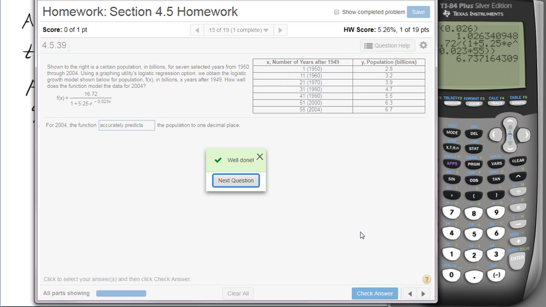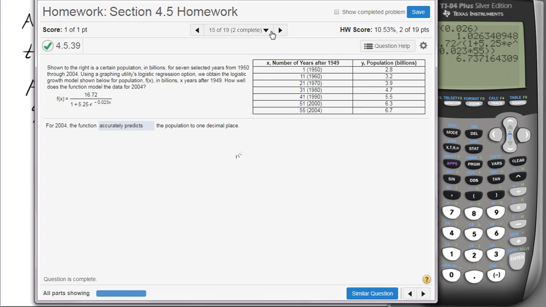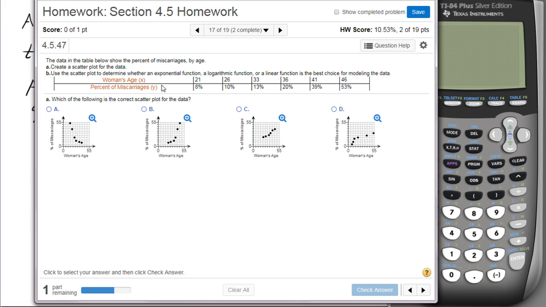It accurately predicts it. Last, I'm looking at number 17, and it says the data in the table below shows the percent of miscarriages by age. We need to create a scatter plot and then use the scatter plot to determine whether an exponential function, logarithmic function, or linear function is the best choice for modeling the data. And we've got to figure out which one of A, B, C, D is the correct scatter plot.